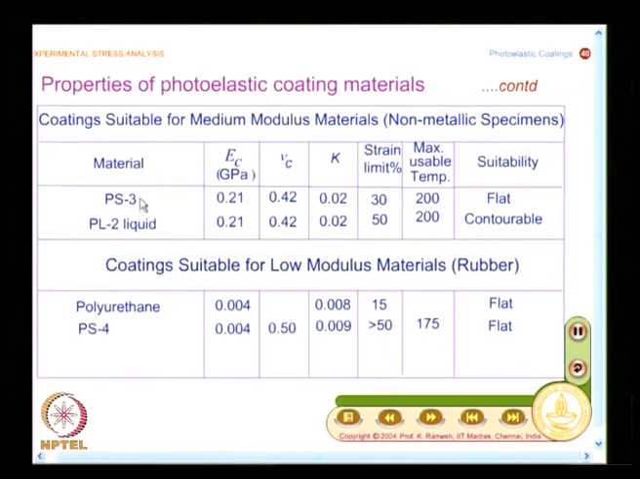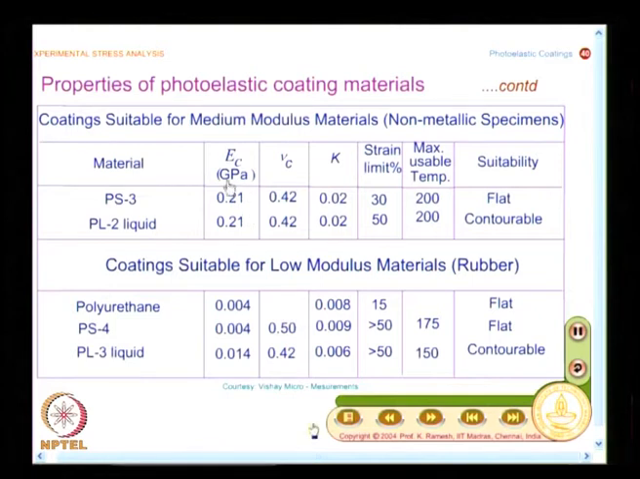So, you have special materials available from Vishay Micro Measurements, at a Young's modulus of 0.21 GPa, and you have a strain limit of about 30%, and if you look at K for this, it is considerably reduced, 0.02. Finally, when you come to rubber, here you have to be very careful. You think rubber, does it require any analysis?